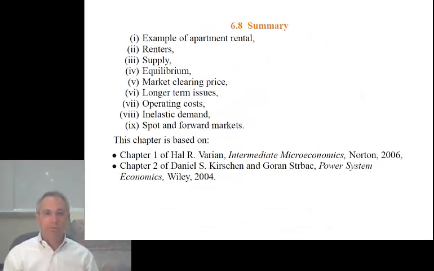So in this chapter, we looked at an example of apartment rental. We looked at renters, supply, equilibrium, market clearing price, longer-term issues, operating costs, inelastic demand, spot and forward markets. It's based on Varian's book and also a little on Kirschen and Strbac. In the next chapter, we'll apply some of these ideas to electricity markets.